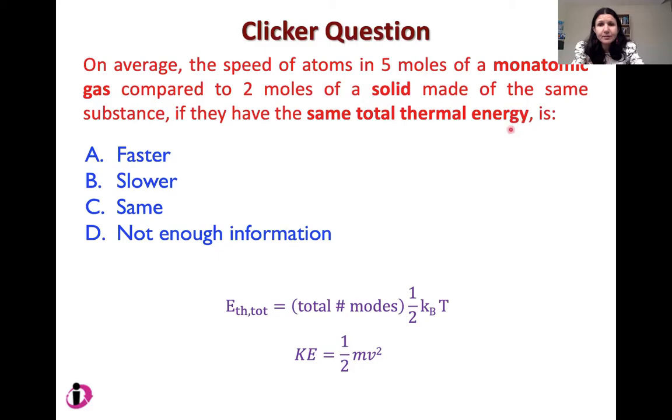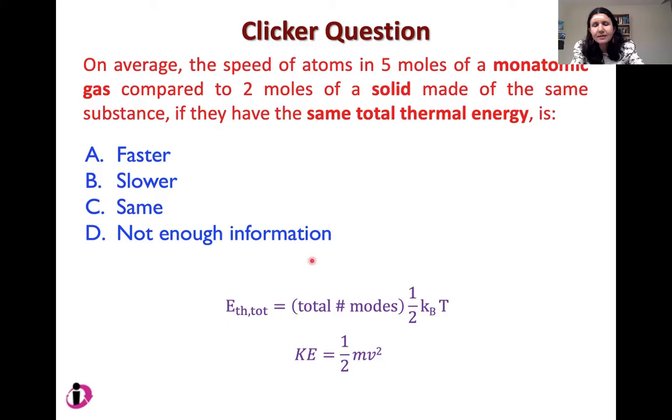So we have these 2 substances, 5 moles of a monatomic gas, 2 moles of a solid. They have the same total thermal energy. Now let's think about, does that mean that the speed on average of each atom within this gas or solid, are the speeds the same? Is it faster? So we're comparing the gas to the solid. Is it faster in the gas, slower in the gas, same, or there's not enough information?